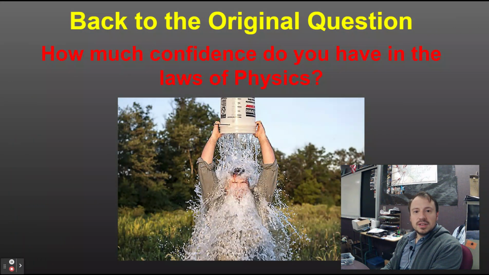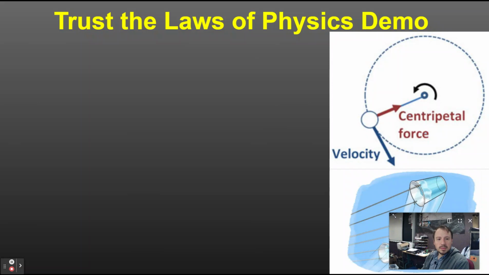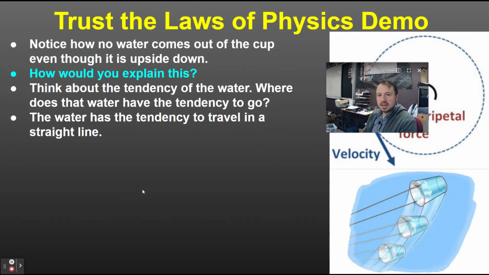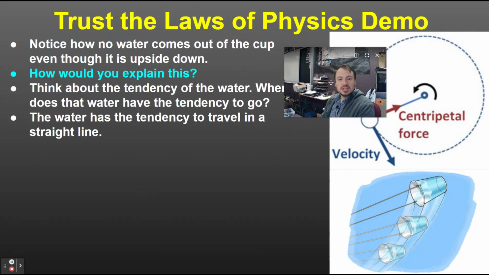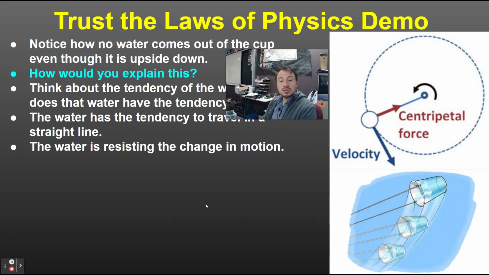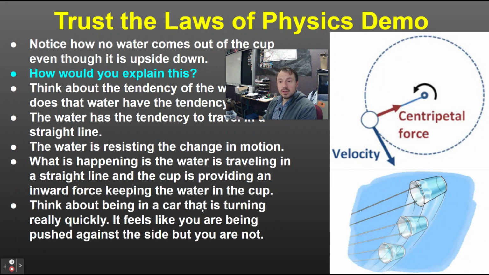How much confidence do you have in the laws of physics? This one, you've probably seen videos of somebody spinning a cup around and the water staying in there, right? The water has the tendency to continue in a straight line. You can see that blue line. The water is resisting that change in motion. The water is traveling in a straight line. The cup is providing an inward force, keeping the water in the cup.